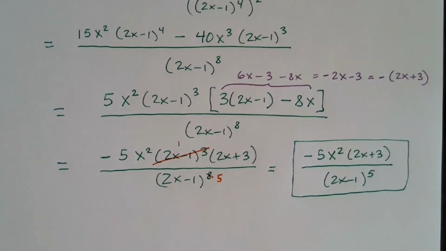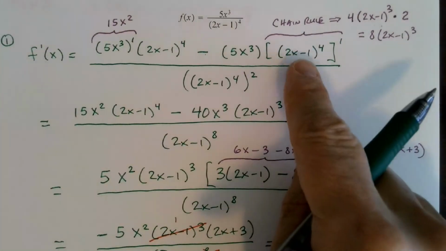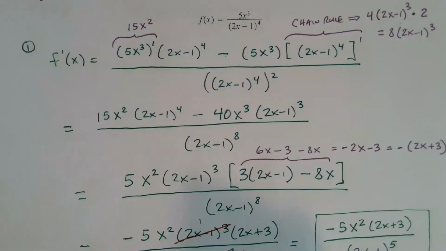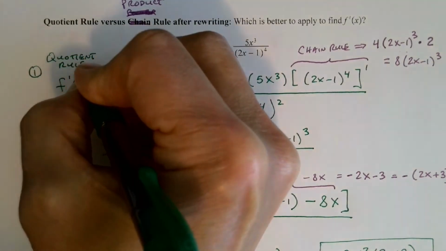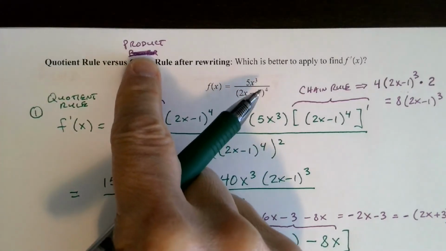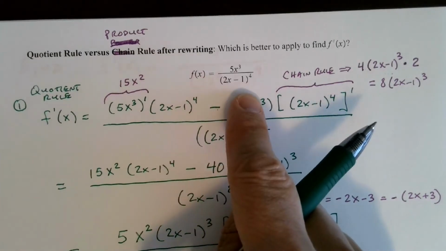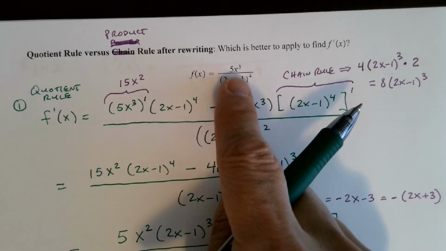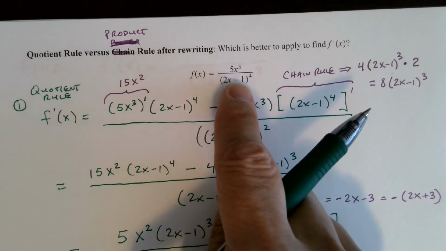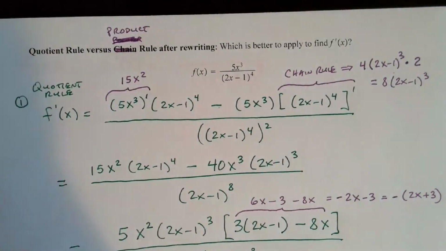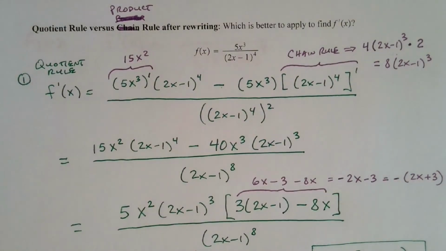Okay, so that took quite a bit. Had a quotient rule, and within the quotient rule we had the chain rule. Okay, so this was the quotient rule. And then I said, product rule, after rewriting. So how do I rewrite this from a quotient to a product? Well, remember, I can take 5x cubed divided by 2x minus 1 to the 4th, that's the same as multiplying 5x cubed times the reciprocal. What's the reciprocal of 2x minus 1 to the 4th? It's 2x minus 1 to the negative 4th power.